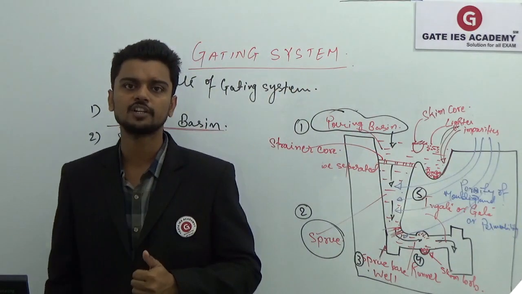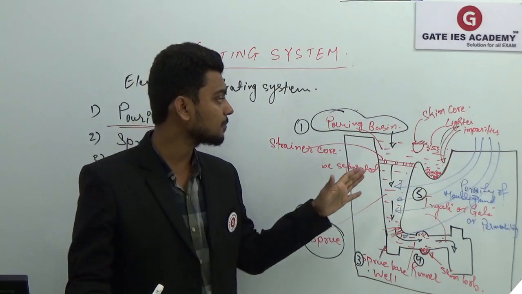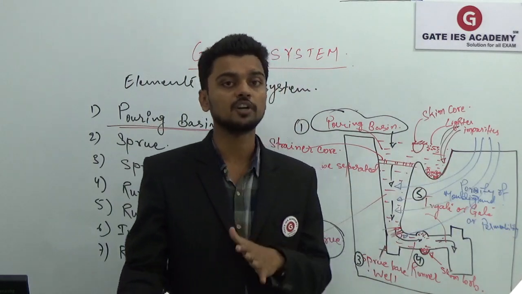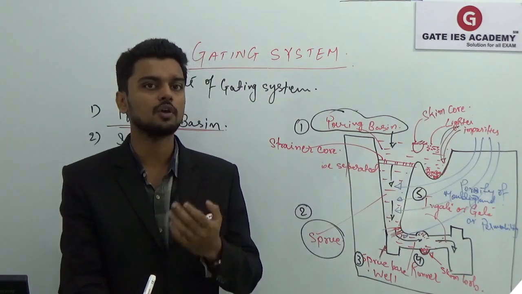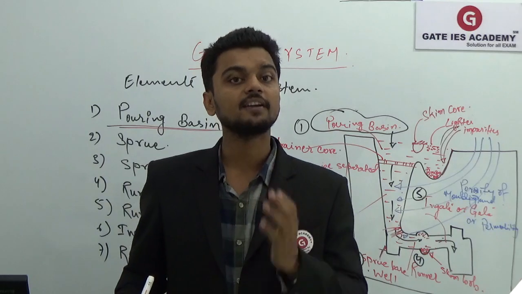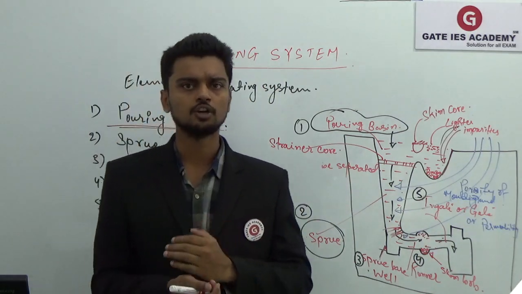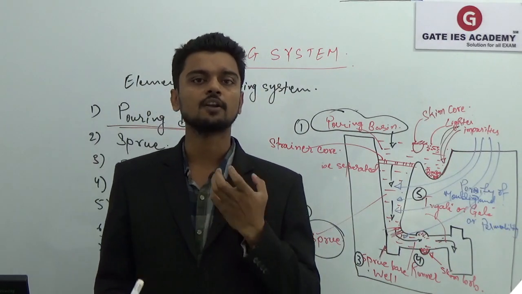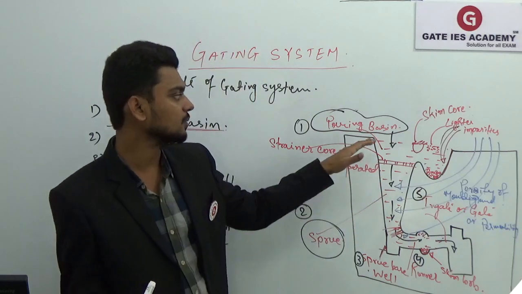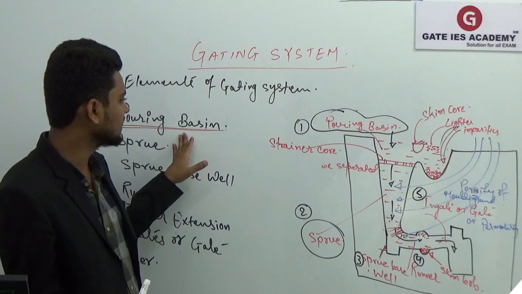It's a reservoir of molten metal. It reduces the momentum of that molten metal. It also separates the impurities present in the molten metal. There should be full flow through this pouring basin in order to avoid air entering the mold cavity. And we also have this strainer core to separate the impurities and to maintain the constant head in the pouring basin. So this is basically what the pouring basin is.